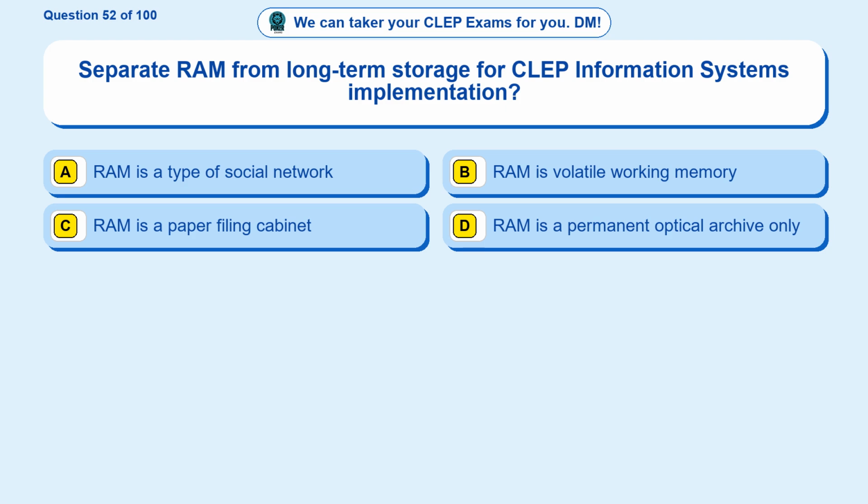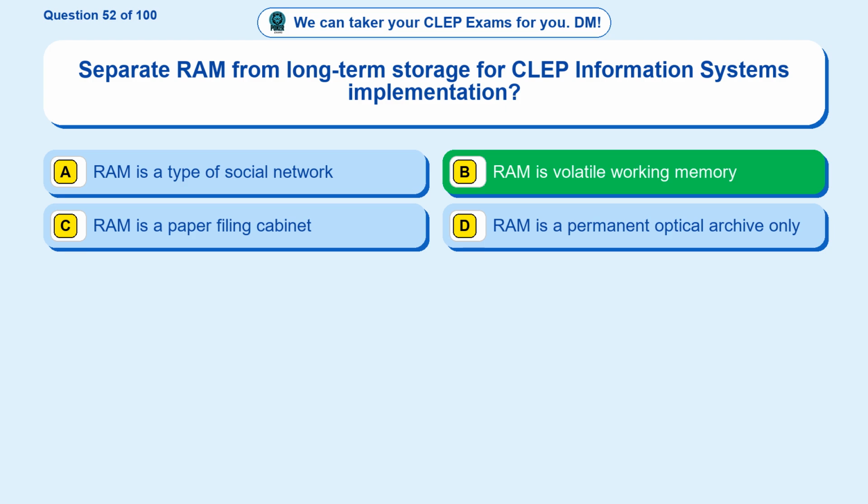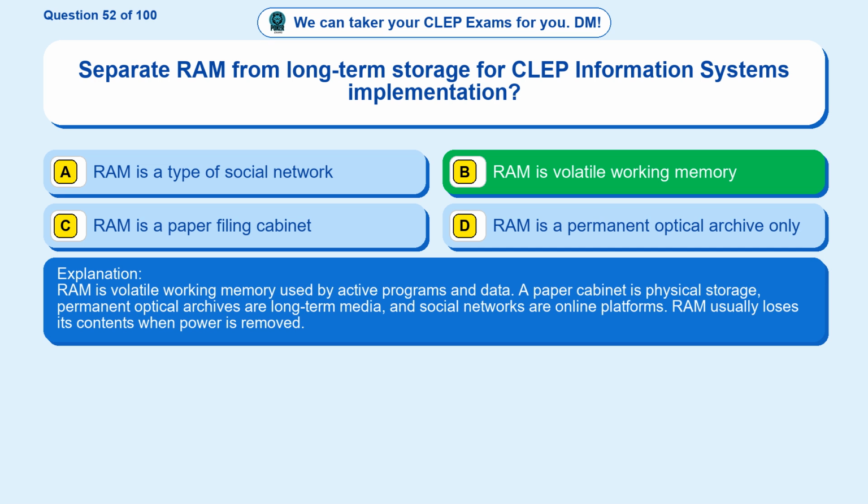The correct answer is option B. RAM is volatile working memory. RAM is volatile working memory used by active programs and data. A paper cabinet is physical storage, permanent optical archives are long-term media, and social networks are online platforms. RAM usually loses its contents when power is removed.